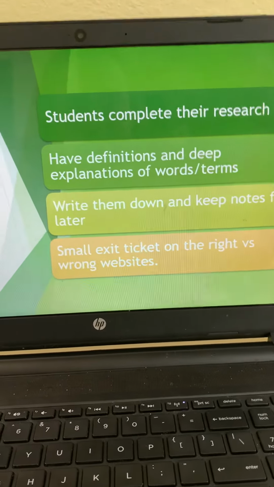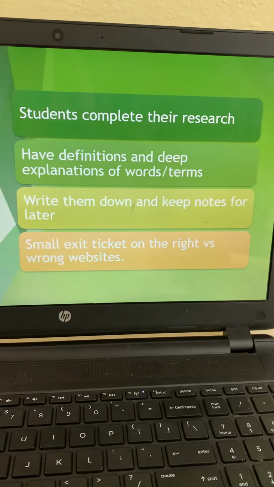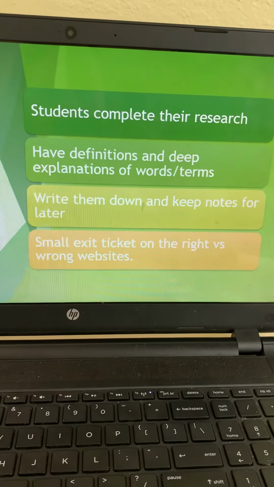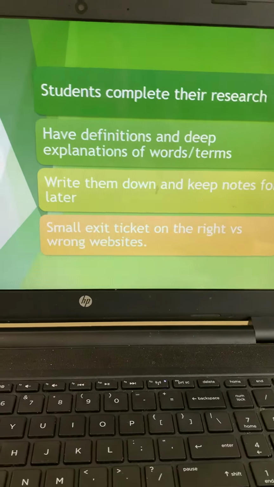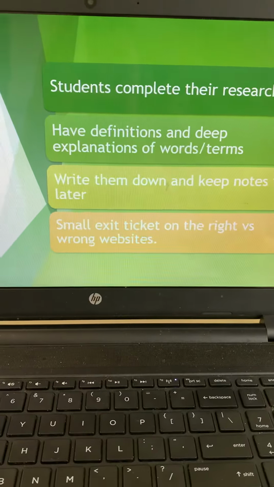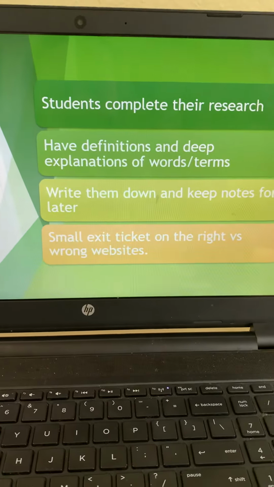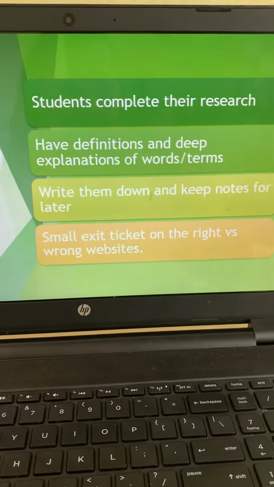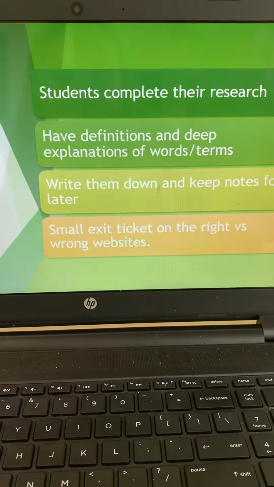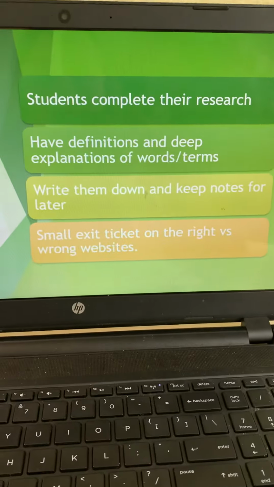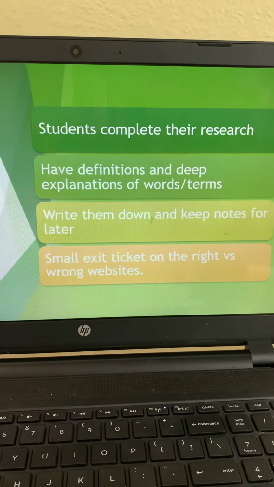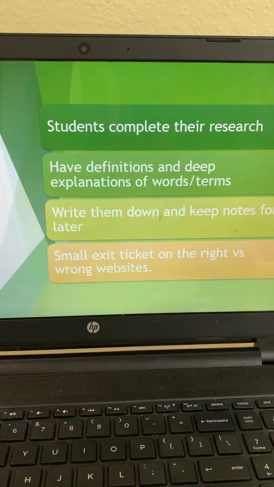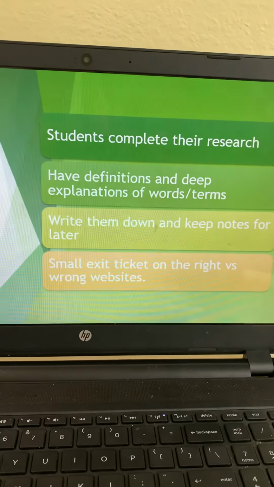asks them what websites they used and how they can define the difference between a beneficial website and a negative website. This way, in the future, they understand and they remember that websites like Wikipedia or Yahoo Answers aren't the most reliable resources because anybody can edit them and the information is not always very valid.